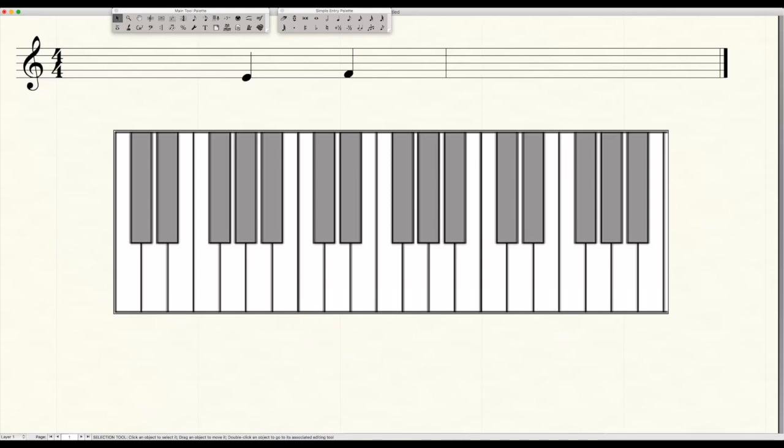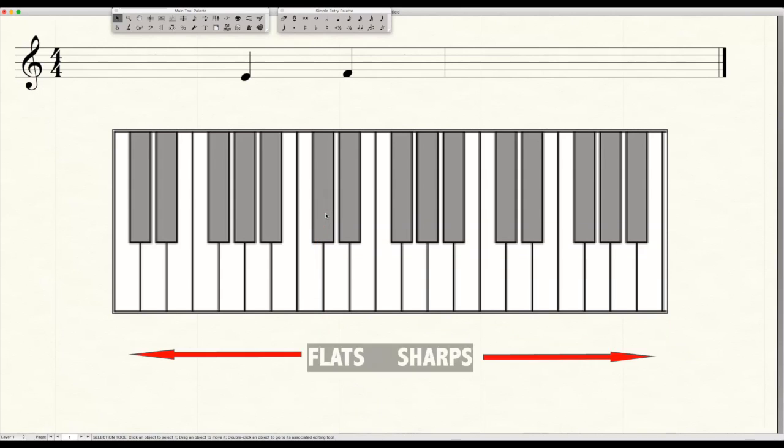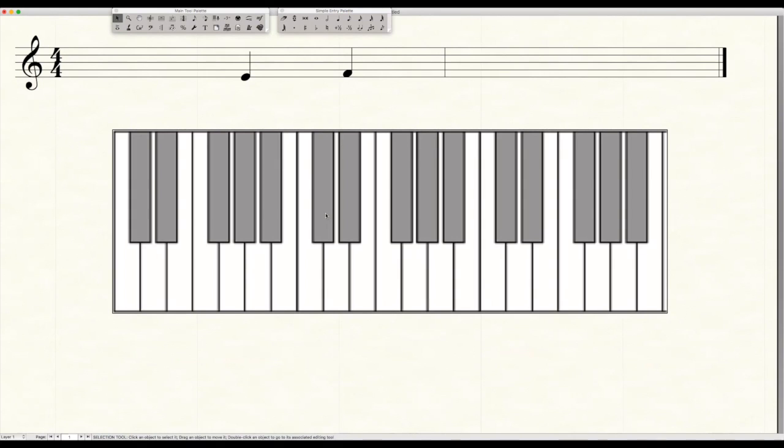Okay? So if you see a black note in between two notes, then you'll have a whole step. C to D is a whole step. Alright? C to C sharp is a half step. D to D flat is a half step. Or I could have said C to D flat. So there's a lot of different combinations that you can make with this. But if you understand the basic idea that flats lower by half and sharps raise by half, you'll be okay.